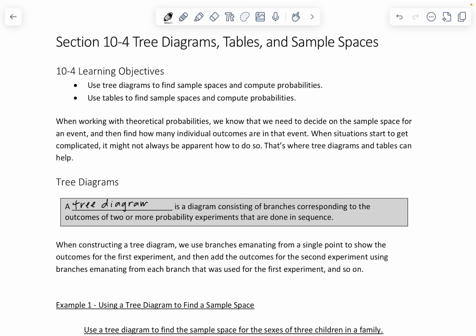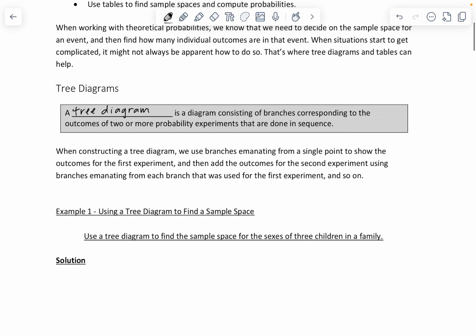define that term here, is a diagram consisting of branches corresponding to outcomes of two or more probability experiments that are done in sequence. When constructing a tree diagram, we use branches emanating from a single point to show the outcomes for the first experiment. And then we add the outcomes for the second experiment using branches emanating from each branch that was used for the first experiment, and so on. Let's look at an example.